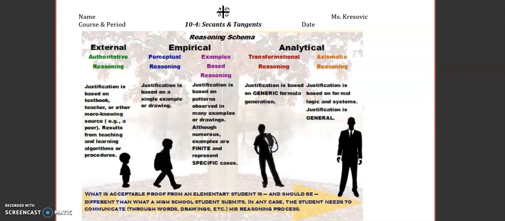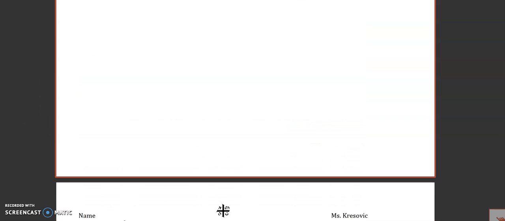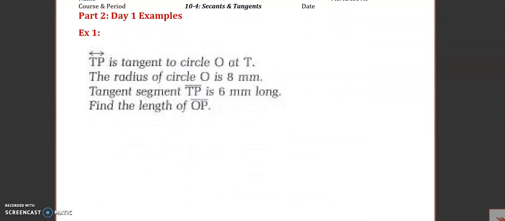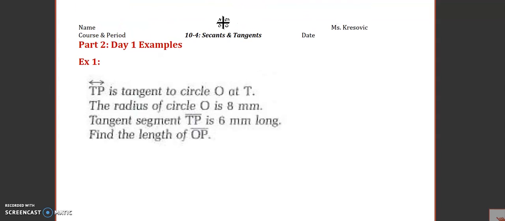I want to touch on the bigger picture of geometry and why it's studied just for a moment again. Recall that we want to move away from external reasoning through looking at examples to eventually making our own generalizations. So looking at today's material, let's look at a couple of examples.